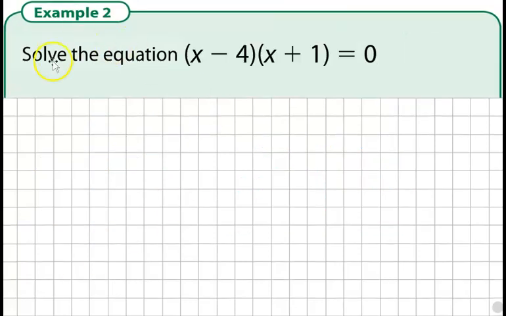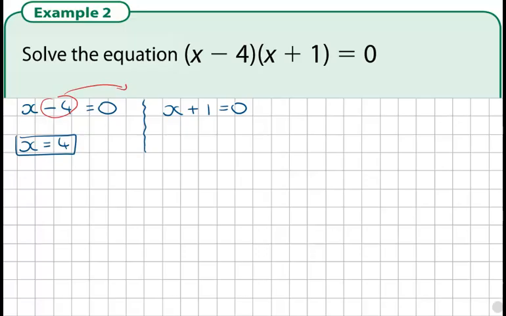Example 2. Solve the equation, x minus 4 multiplied by x plus 1 is equal to 0. So this time the equation is already factorized. So all we have to do is let each of the sets of brackets equal to 0 and then get the x's on their own. So we have x minus 4 is equal to 0. So x is equal to +4. And then we have x plus 1 is equal to 0. So x is equal to -1. So these are the solutions of the equation. And these are the roots of the equation. These are the two places where this equation or this curve would cross the x-axis.